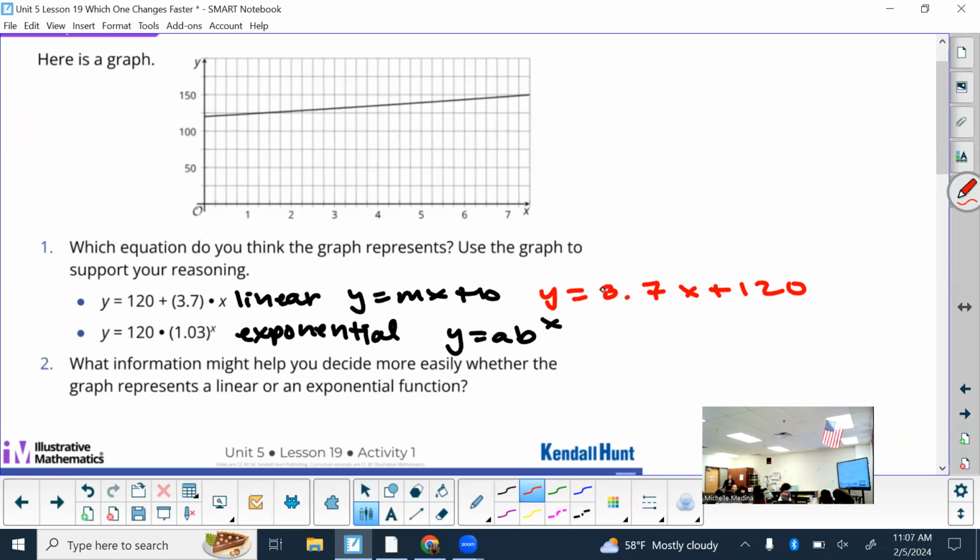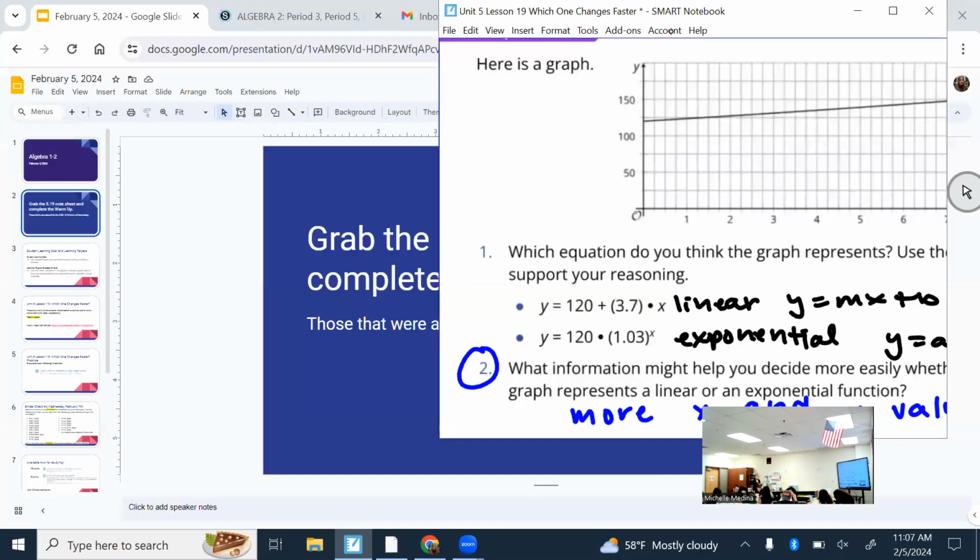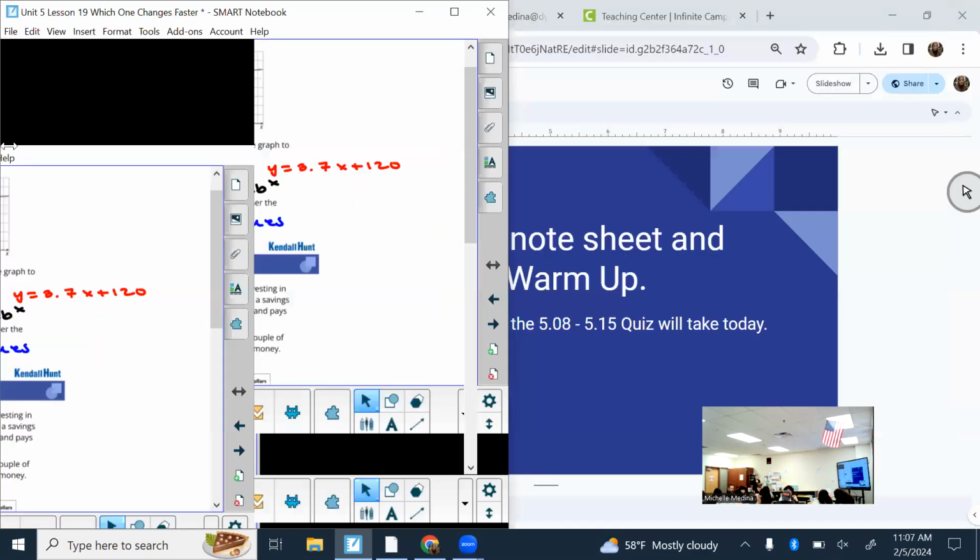If you were to graph the both of them, which is probably what you could have done, so to answer number 2, what information might help you decide more easily whether the graph represents a linear or an exponential function? You could say more x and y values could help you decide. Because when I do graph them, that could have been one way that you decided to figure this out.